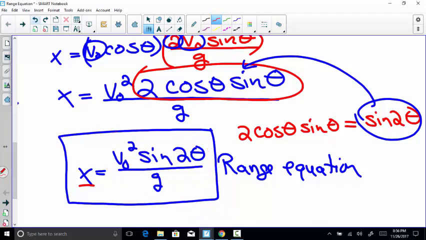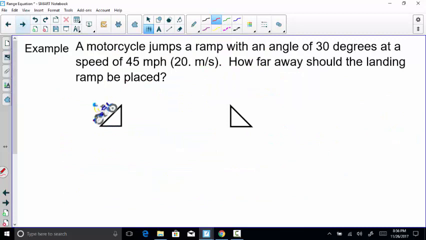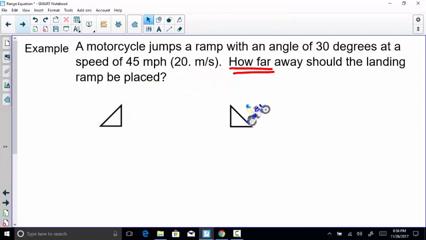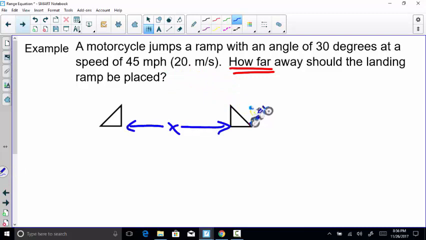Okay, so let's use this on an example problem. A motorcycle is going to jump a ramp at an angle of 30 degrees at a speed of 45 miles per hour, and we want to find out how far away a second landing ramp should be placed. The motorcycle goes up over the ramp, comes down, and lands on that ramp. What we are interested in is that distance. Notice all we are given is theta is 30 degrees and v initial is 20 meters per second. I'm not given any time.